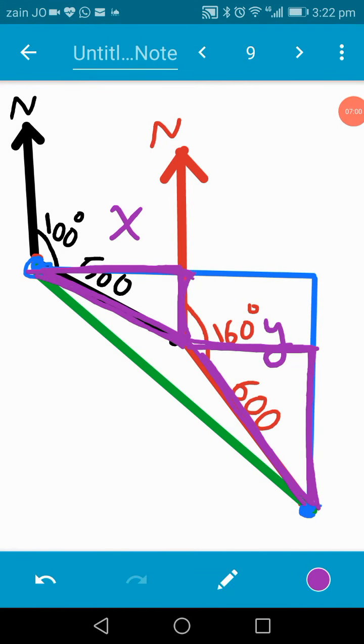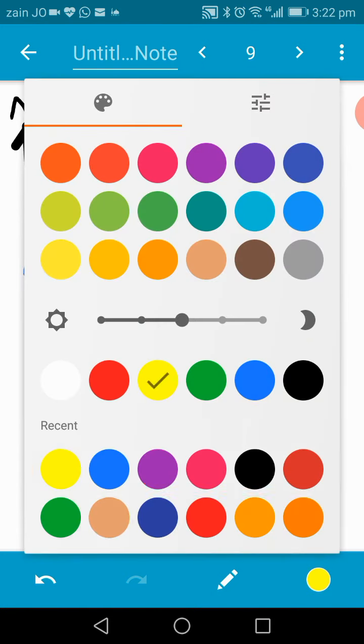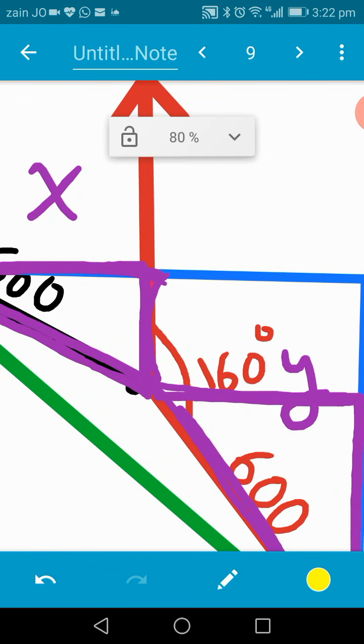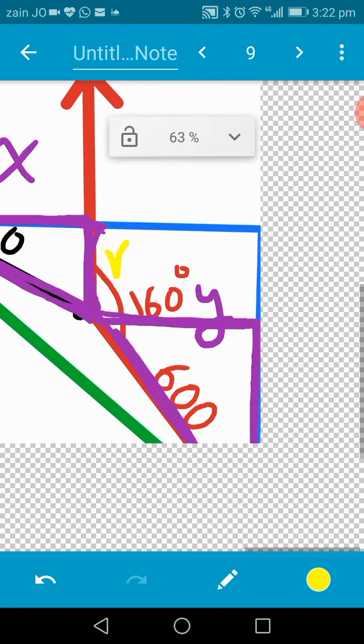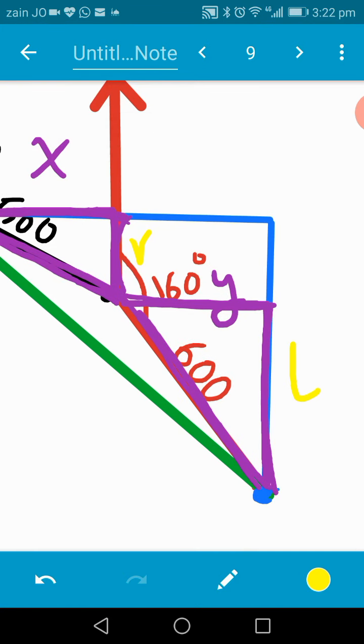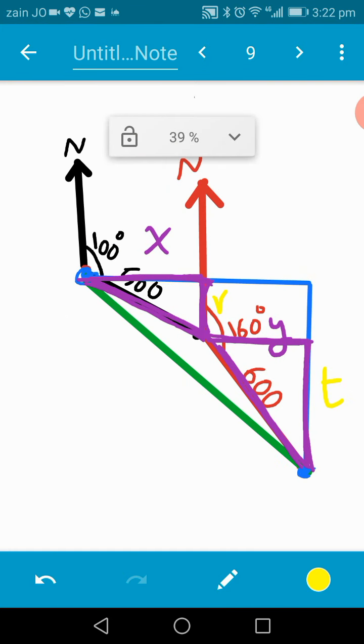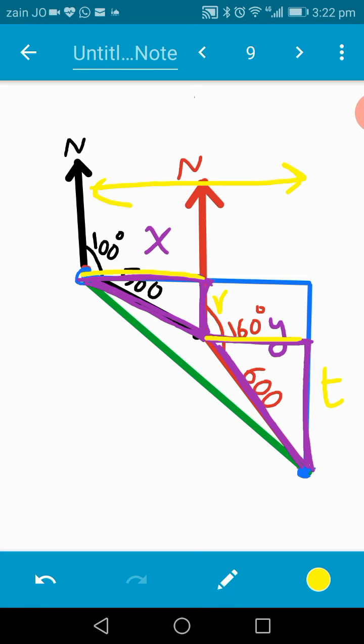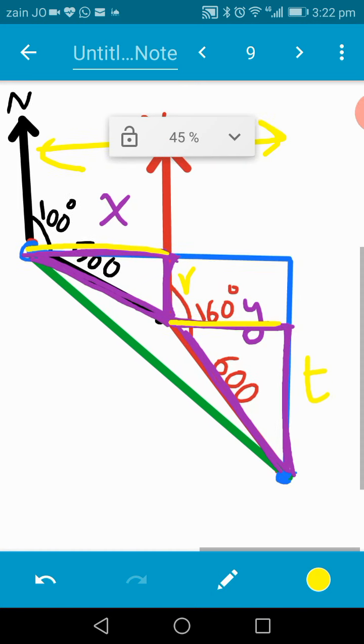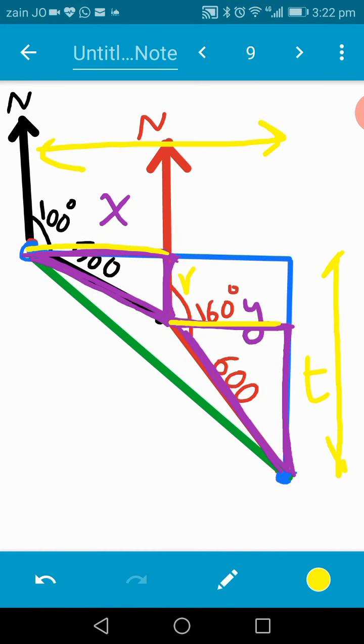And also I need to find what? I need to find this. The length of this is called, for example, r, and this is called t. Now teacher, if you add x plus y, you get in this case the east distance, right? And if you add r plus t, you get the south distance. If you can find east and south distances, you can solve the question.